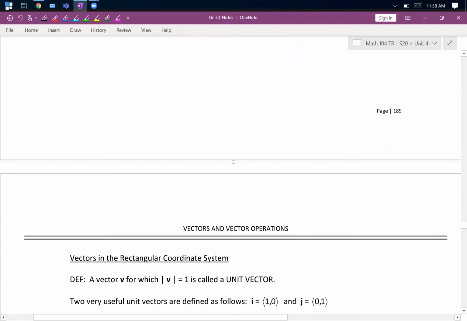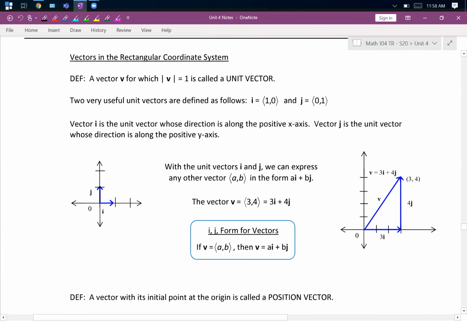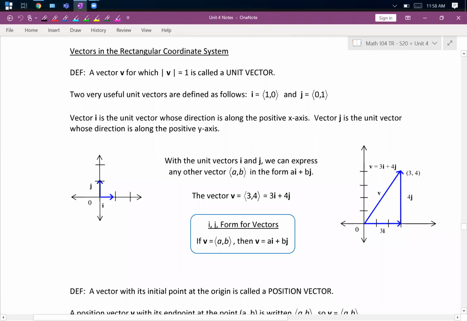Any questions so far? Well, let's take a look at vectors in the rectangular coordinate system then.